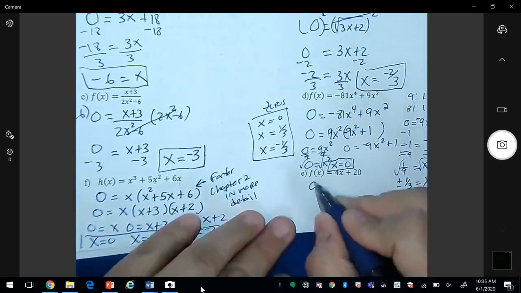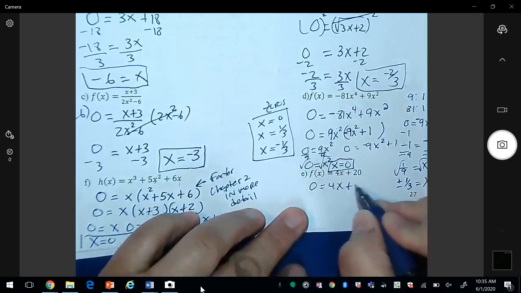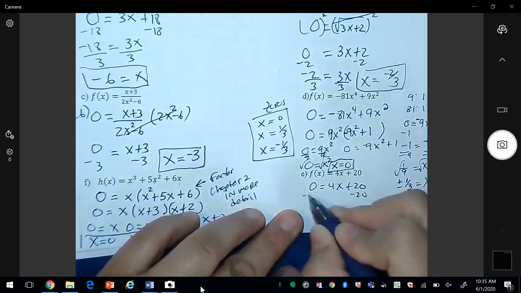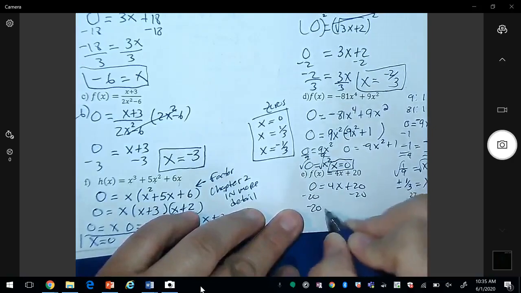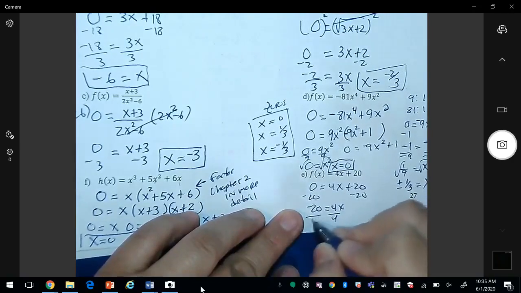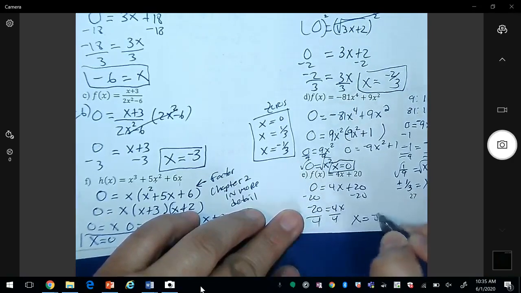So for E, we let this equal to 0. Subtract the 20. Divide by 4. So x would be negative 5.